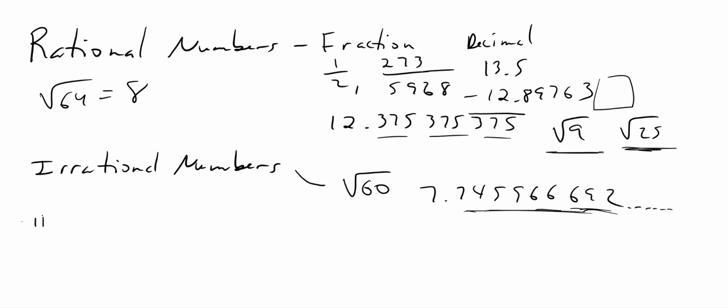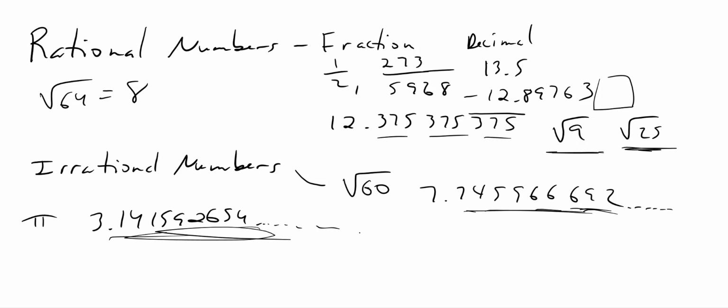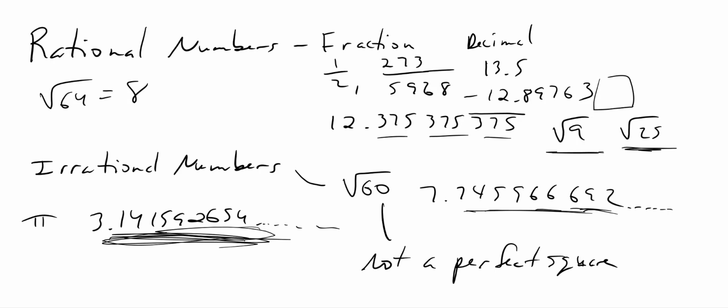The value of pi, if you know what pi is, you learn it in geometry, is 3.141599265. That one keeps going as well, and nothing is repeated here. That's an irrational number. The only things that are irrational numbers are square roots that are not perfect squares. Again, this is not a perfect square, so that's an irrational number, and pi is a good example of an irrational number. Notice that nothing repeats. Well, here it does repeat: 12.375, 375, 375. That repeats, so that's a rational number.